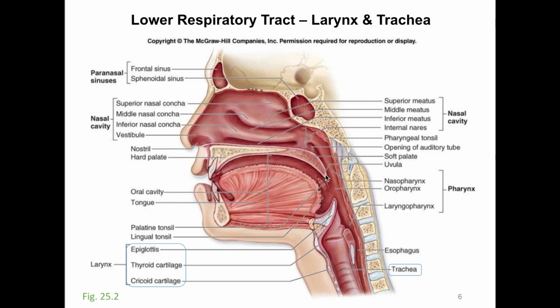So if this little section is tagged down here, we're usually referring to the uvula, but if this whole region is circled, we're looking for the soft palate. So the uvula is a part of the soft palate.